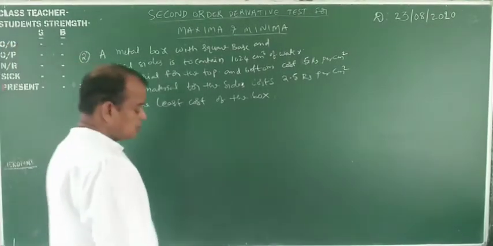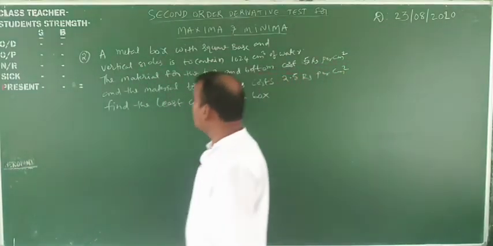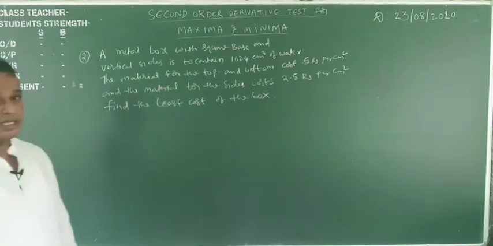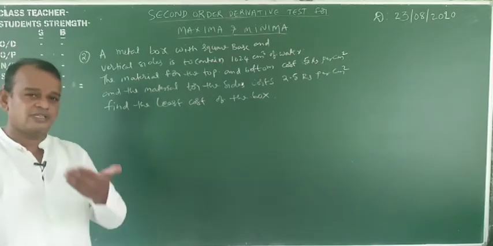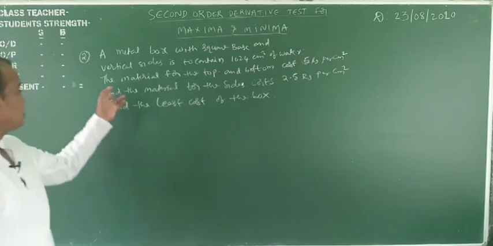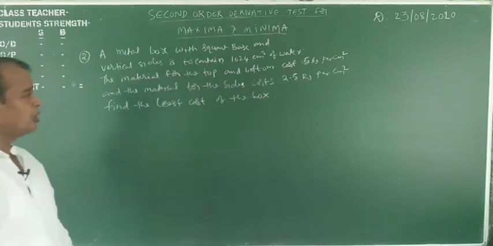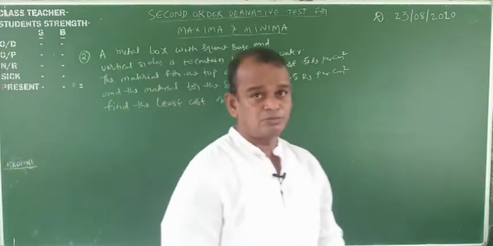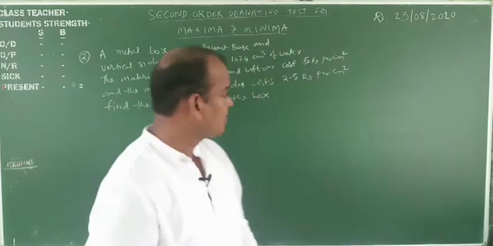See, once you read this problem: a metal box with the square base. This is open. This is a square base, means base is square, means top also in the form of a square, and the vertical sides is to contain 1024 centimeter cube of water. Centimeter cube of water means volume. What is the volume of the box? 1024 centimeter cube.